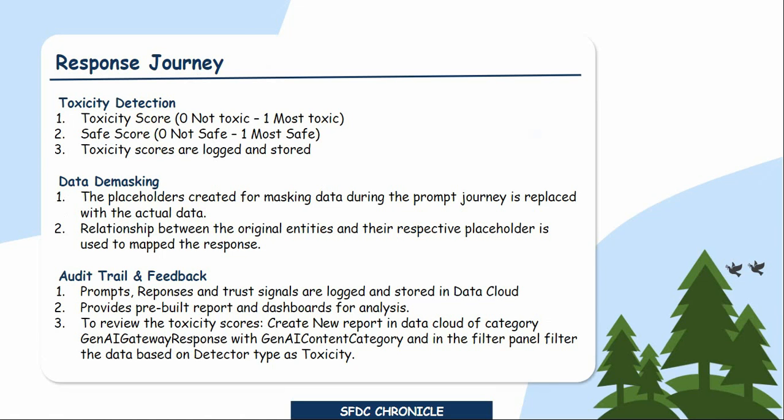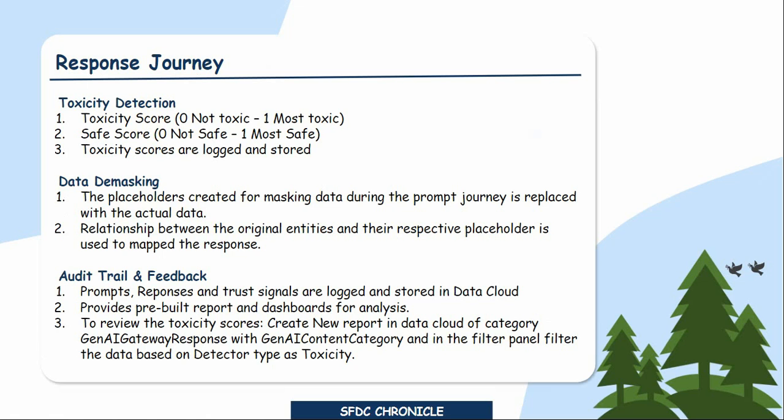Once you create the report, you can filter the data using the filter panel with the field called detector type. In the detector type, you need to select the type as toxicity. If you select toxicity, you can understand for which response what my toxicity score is. Keep this in mind from the certification perspective: you need to select detector type as toxicity to get the toxicity scores.